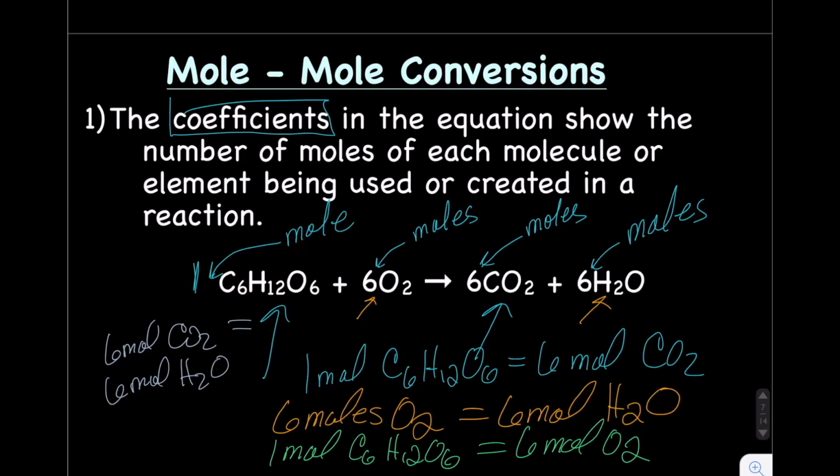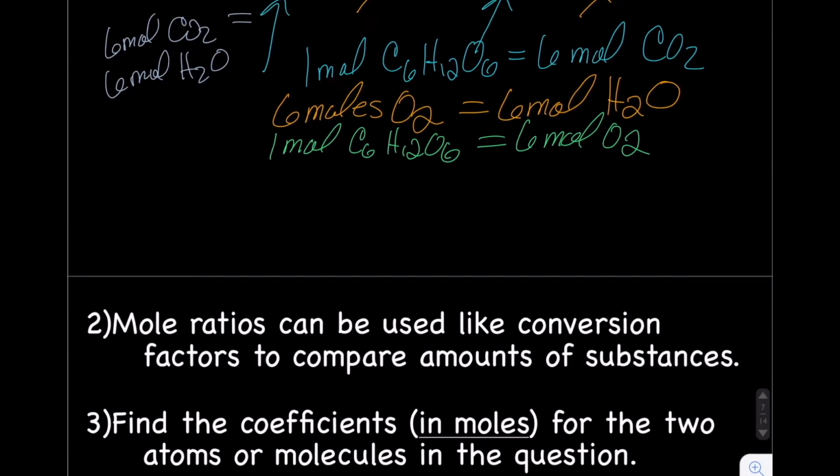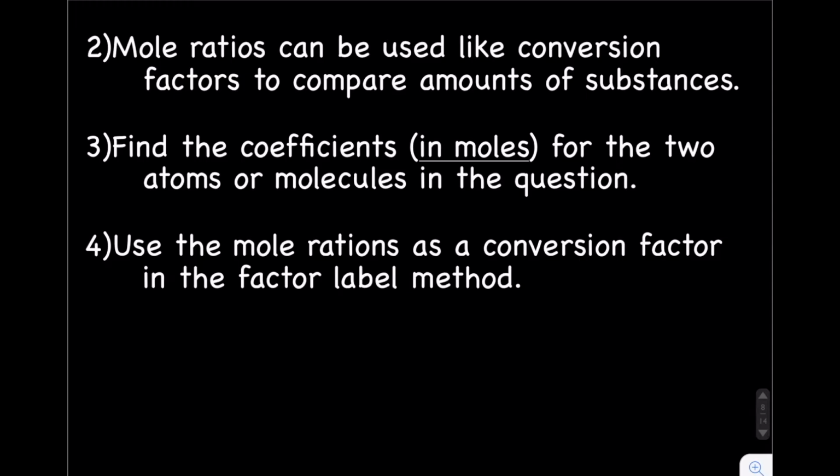Okay, so the coefficients are telling you how many moles, and there's a relationship between all of them. So we're going to use this for mole-mole conversions. So mole ratios can be used like conversion factors to compare amounts of substances, and we just talked about that. Find the coefficients, the numbers in front, or if there's no number, it means 1, with the units moles for the 2 atoms or molecules in the question. And then use the mole ratios as a conversion factor in the factor label method.